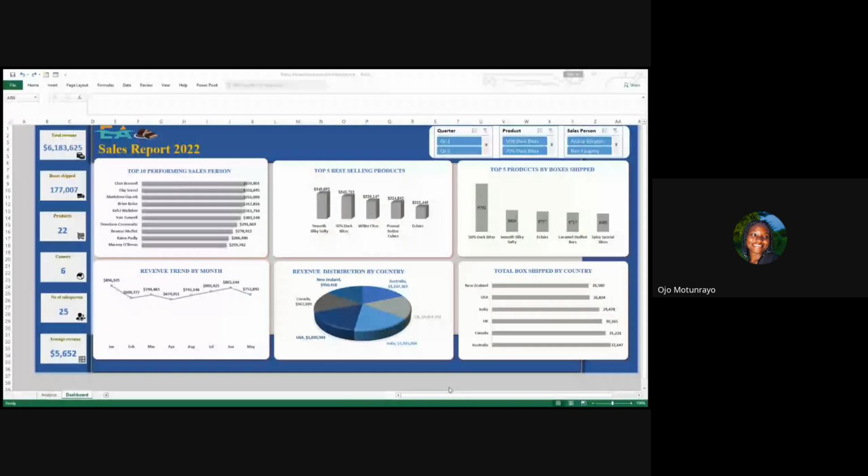The logo could have been smaller and placed beside the sales report instead of sitting at the top. So using 3D charts is wrong on my part? Well, the 3D chart is not that necessary. I'm talking about the top 5 best-selling products. All right. Okay, ma'am.